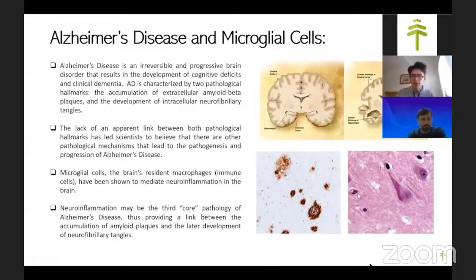It is widely known that patients with Alzheimer's disease show an increased inflammatory response after they start developing amyloid beta plaques. And this inflammatory response has also been shown to exacerbate the development of both neurofibrillary tangles or tau pathologies, as well as the development of these amyloid beta plaques. And for this reason, some scientists believe that inflammation might be the third core pathology of Alzheimer's disease, thus providing a link between the other two main pathological hallmarks.